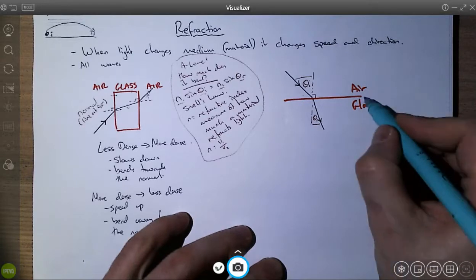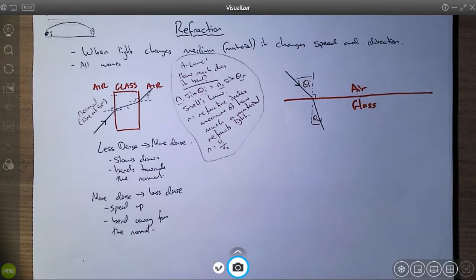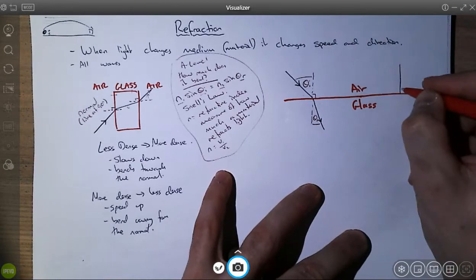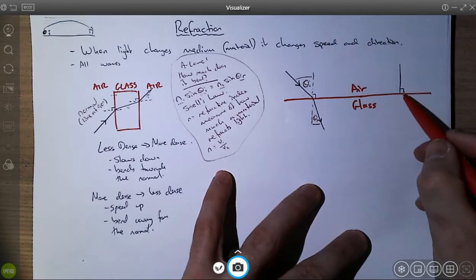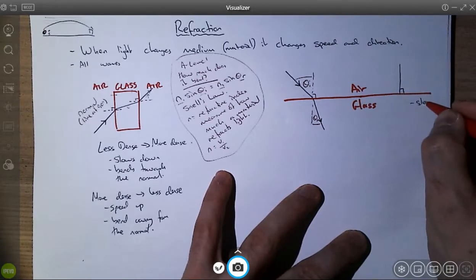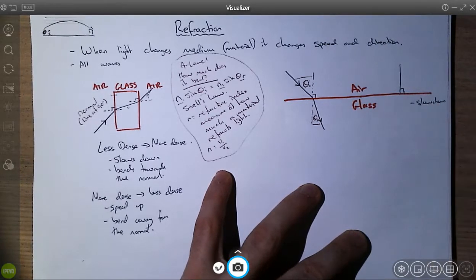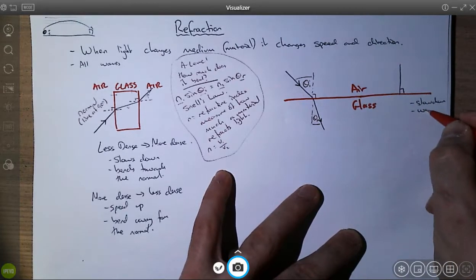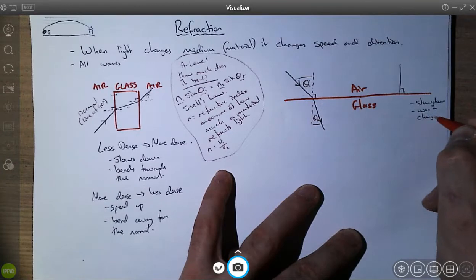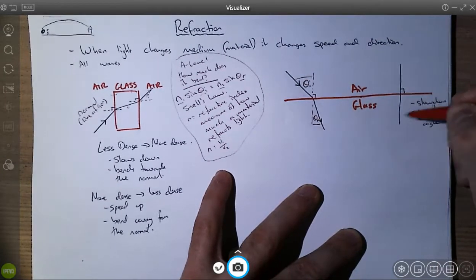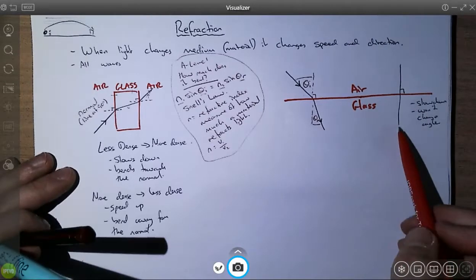One other kind of exception or interesting case: if the light ray is actually coming in at 90 degrees, what's going to happen? Well, it will slow down, or it will change speed. It could speed up if it's going to a less dense material, but it won't change angle. Obviously, it cannot bend towards or away from the normal because it is at the normal here. So it'll just continue straight through.